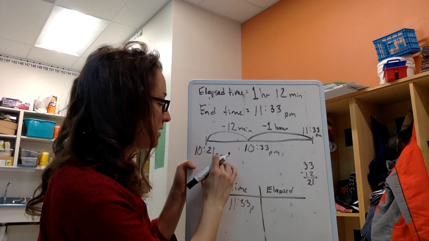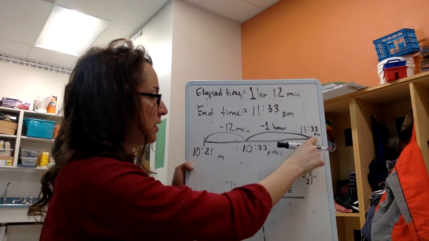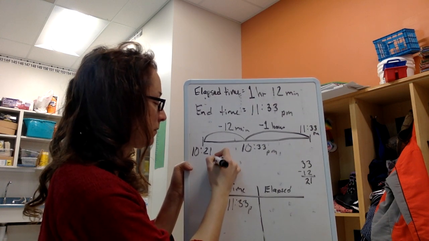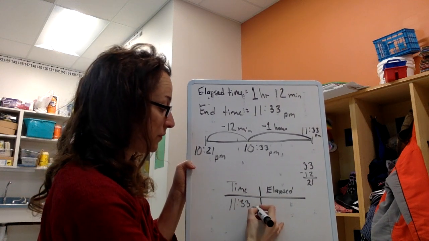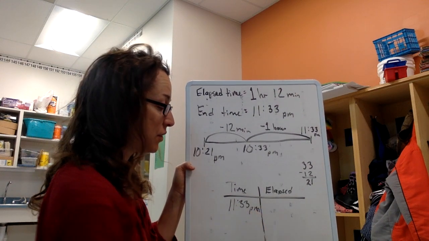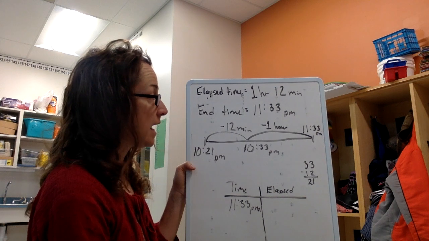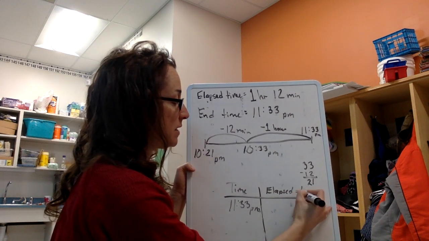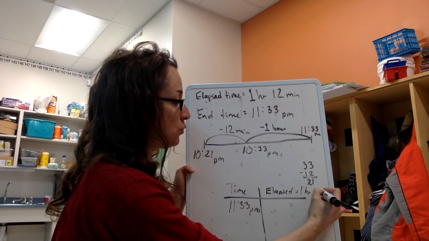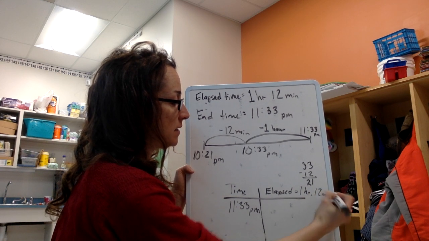Oops, you know what I just discovered? I didn't have AM over here, I had PM. Glad I figured that out. So let's go back down here. My end time is 11:33 p.m. and my elapsed time is 1 hour and 12 minutes. I'm just going to remind myself right here, 1 hour and 12 minutes.